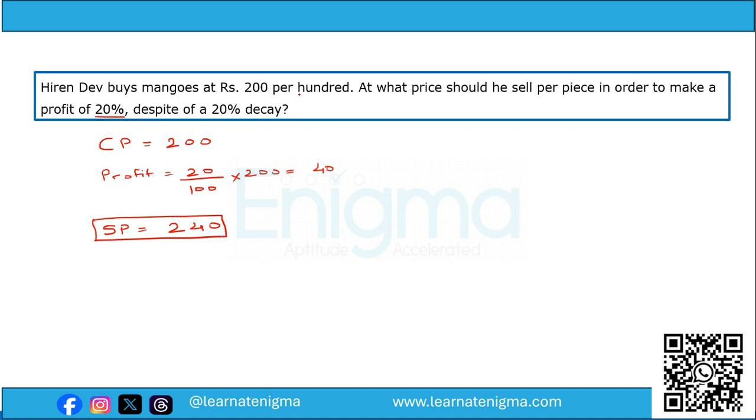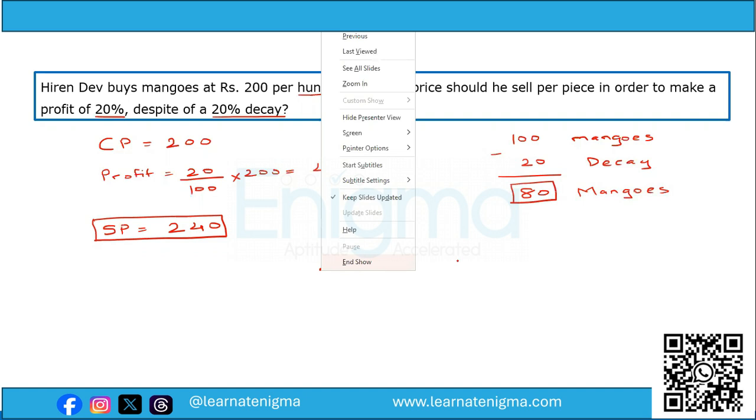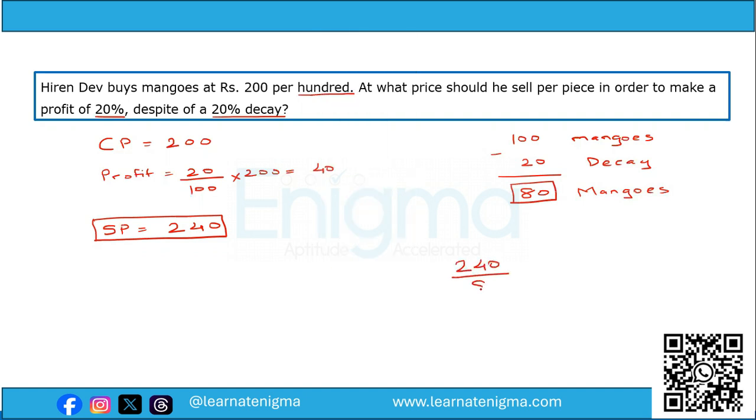Now, in total, Hiren Dev has bought 100 mangoes, but there is a decay of 20%. So therefore, he is able to sell only 100 minus 20, that is only 80 mangoes. Now he has to earn 240 rupees by selling 80 mangoes. That means he will have to sell the mangoes at 240 upon 80. That is rupees 3 per mango.